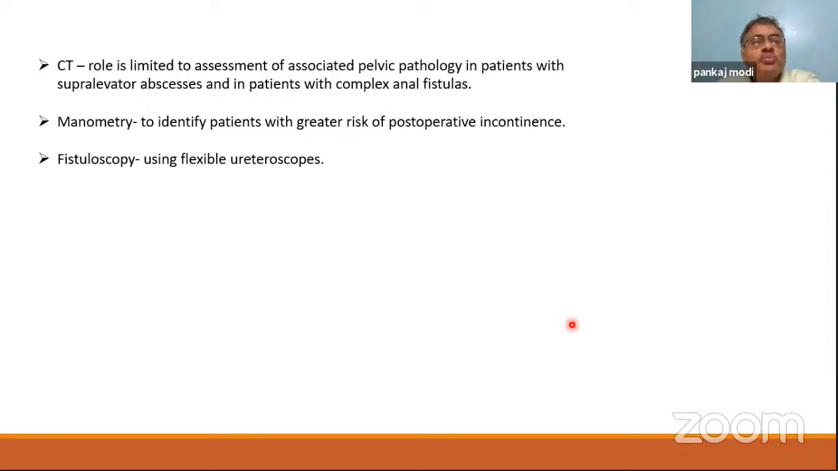Fistuloscopy is like a ductoscopy. Flexible ureteroscopes are used. It is still under development. It has not added much advantage over MRI, unless a patient had a post-trauma and you are suspecting some foreign body or similar condition, but otherwise it is not done commonly. Okay.